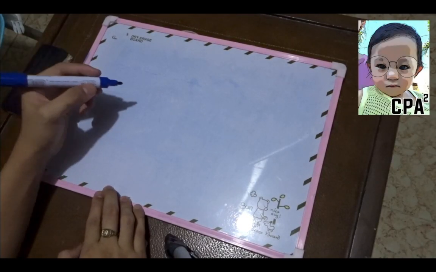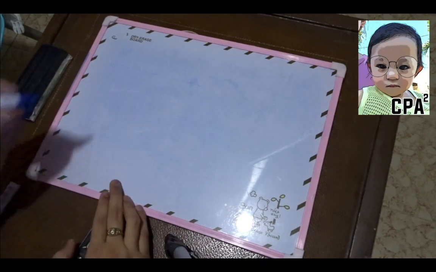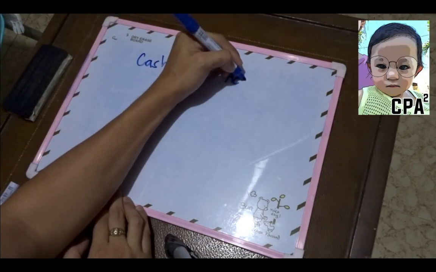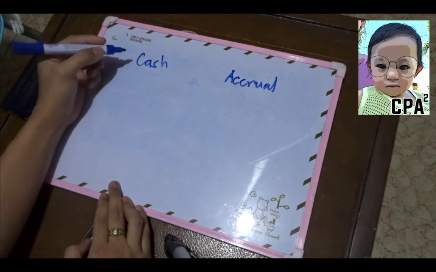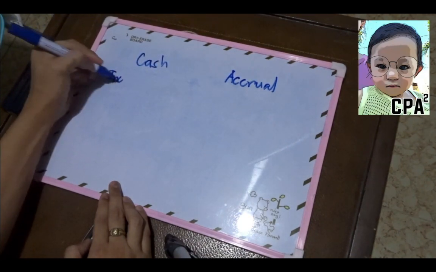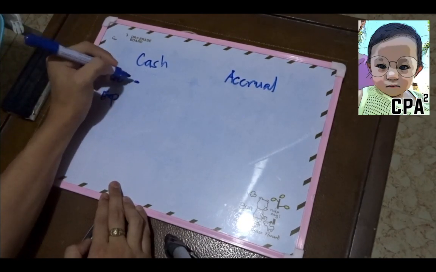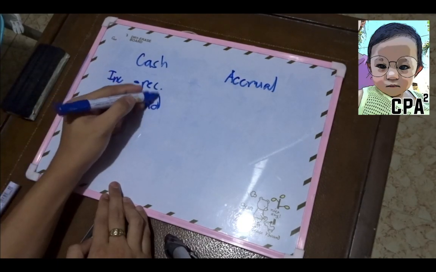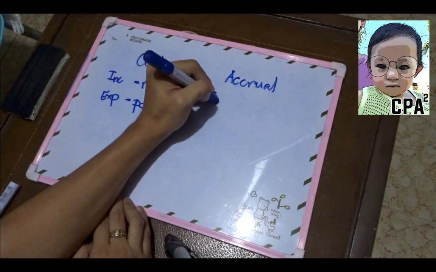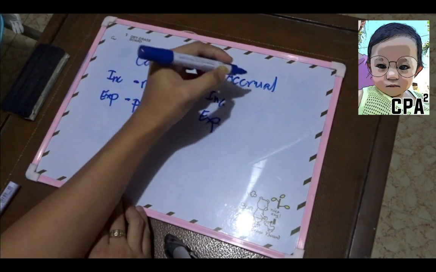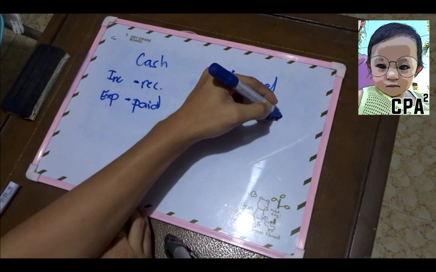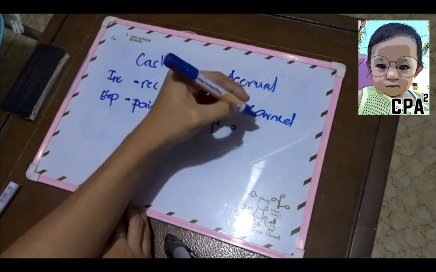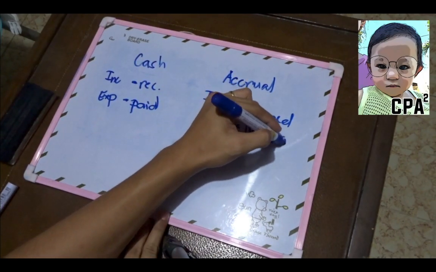So we will be talking about cash basis and accrual basis of accounting. So first we should differentiate. So you have cash basis and accrual basis. Under cash basis, income and expenses are recognized when cash is received and when cash is paid. On the other hand, for accrual basis, income and expense are recognized every time income is earned, regardless of when cash is received, and when expense is incurred, regardless of when paid.